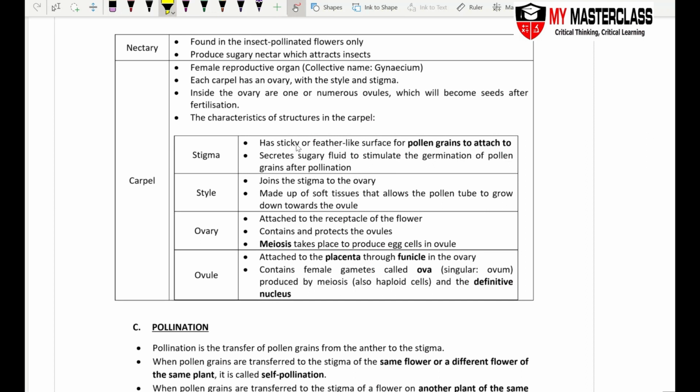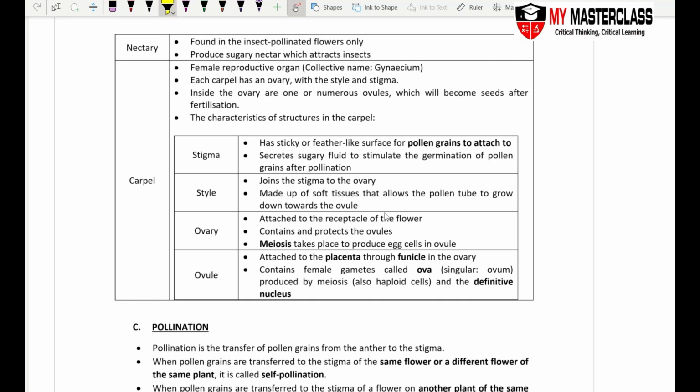These pollen grains attach onto the sticky region, and the presence of the stickiness stimulates the germination of the pollen grains. Once it is stimulated, later on we will see what happens during fertilization.